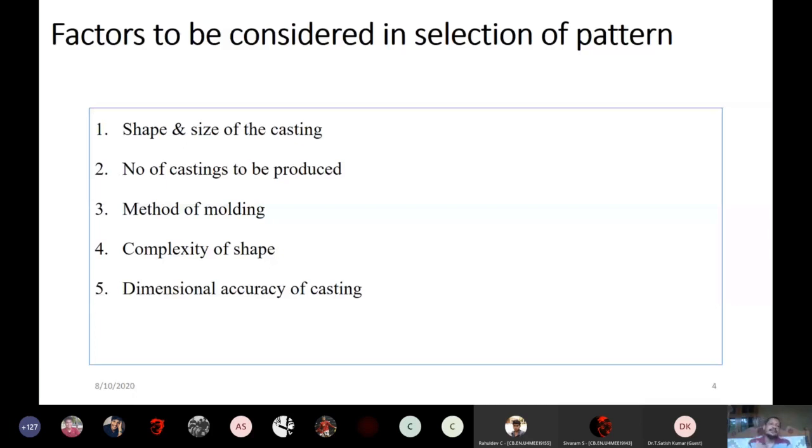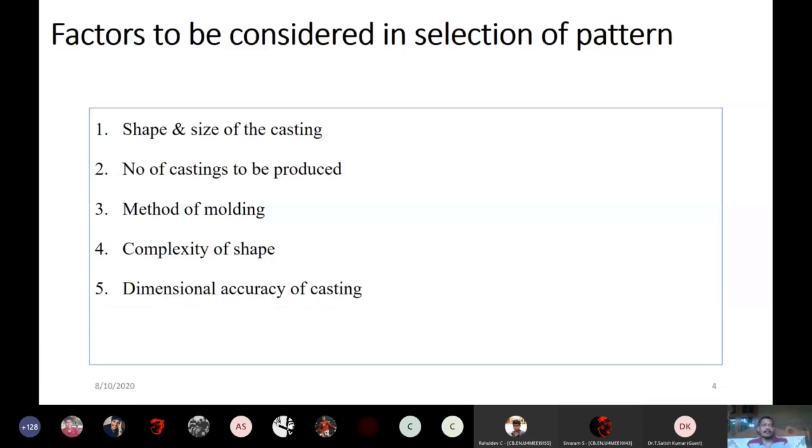So it comes in the order. The first one, you have to think about the shape. Next one, the size of the casting. If it is a larger size casting, you cannot use the wooden pattern for the entire section. You have to think of changing the condition. Then number of castings to produce. Say it is the case of a mass production industry. A wooden pattern is the cheap and common one which is available, but it has its own drawbacks. So in that case, you have to go for metallic patterns. We'll come to it later.